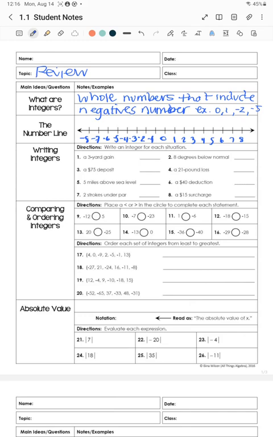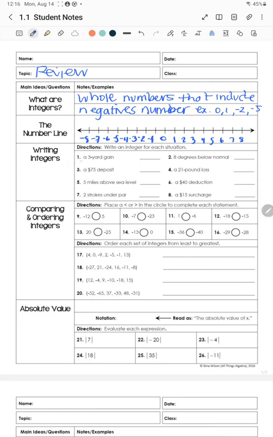All right, so when we are writing integers, we need to consider words that let us know what that number will be. Will that number be a positive or a negative number? And usually there are key words in the sentence or in a word problem that will indicate whether you should add or subtract or multiply or divide. So we're going to go through these and let's see if we can figure that out.